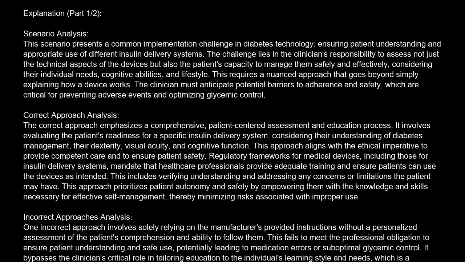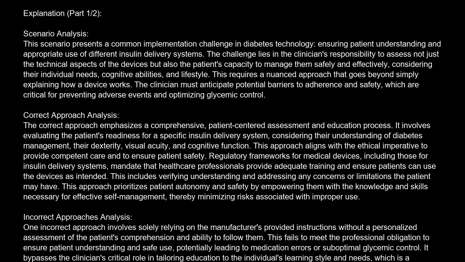This requires a nuanced approach that goes beyond simply explaining how a device works. The clinician must anticipate potential barriers to adherence and safety, which are critical for preventing adverse events and optimizing glycemic control. Correct approach analysis. The correct approach emphasizes a comprehensive, patient-centered assessment and education process. It involves evaluating the patient's readiness for a specific insulin delivery system, considering their understanding of diabetes management, their dexterity, visual acuity, and cognitive function.